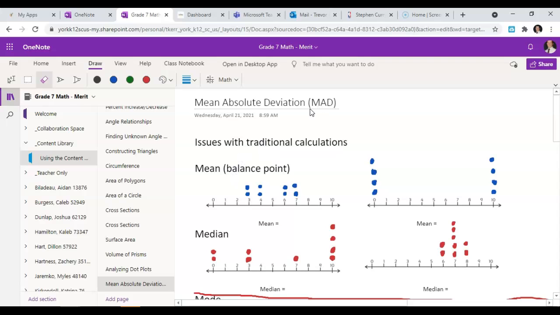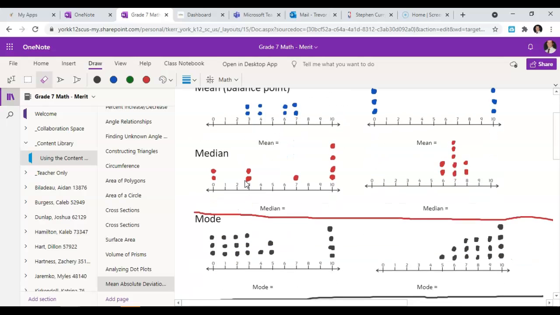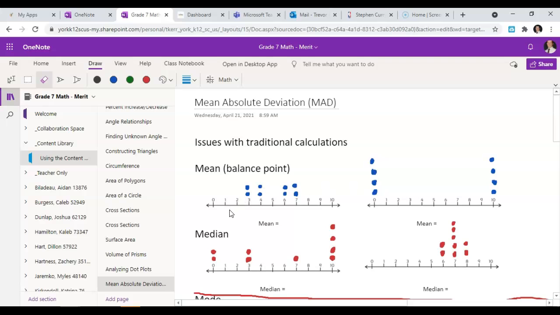So today we're going to talk about a new one called the mean absolute deviation, and you'll find this in your guided notes here. We're going to talk first about some of the issues with some of these traditional calculations and why a new calculation might be necessary. Why would we even need this? I hear that question sometimes: this is so much different than anything I've seen before. Why would we need this? By showing you some of the issues with the calculations we already are doing, maybe then we can talk about why we need mean absolute deviation and how you find it.